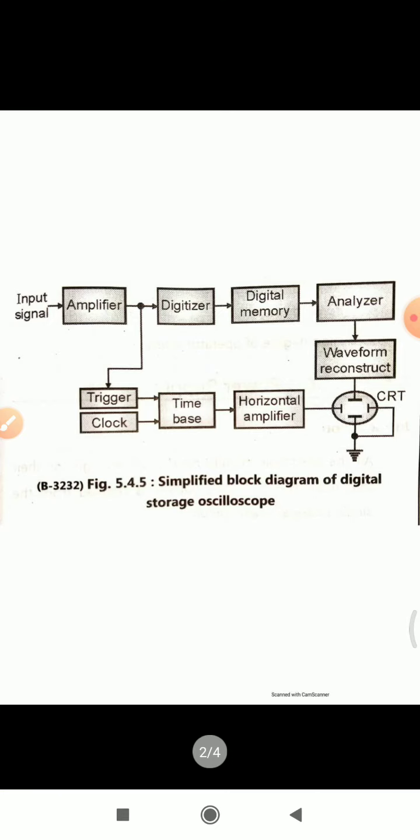Then the discrete signal will be given to the analog to digital converter, where again a quantizer block is present. That quantizer will allocate a definite digital word, or we can say a digital code, to each and every sample, and that will be further given to the digital memory. So each and every sample value will be stored in the digital memory as a definite digital word. Okay, in this way the input signal will be digitized and stored in the digital memory.